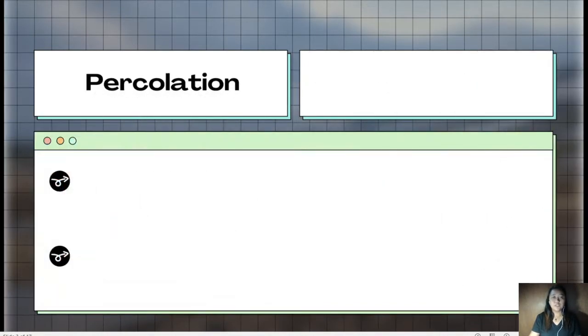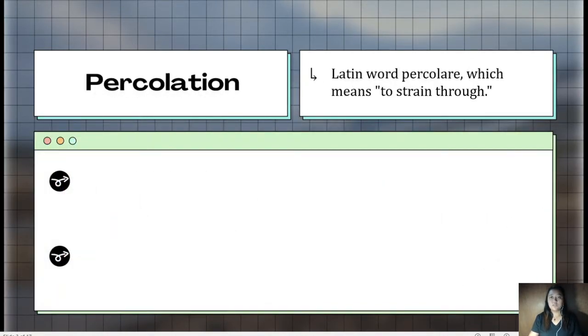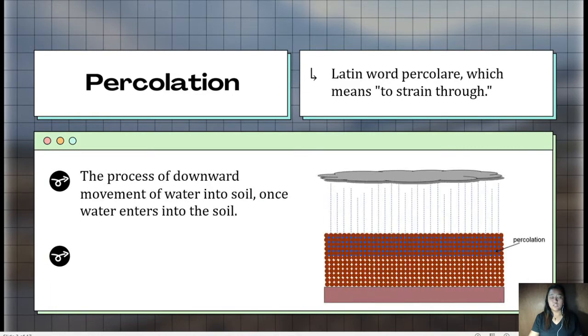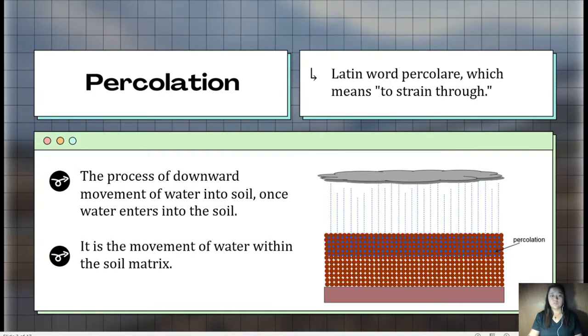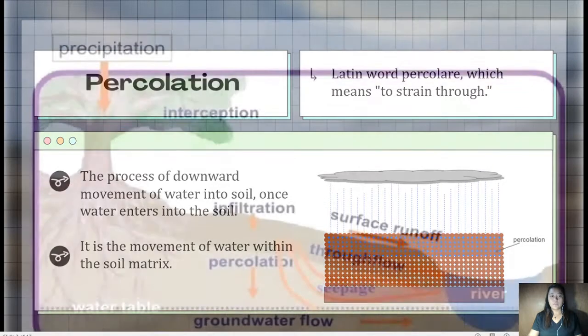As for percolation, the word comes from the Latin word percolare, which means to strain through. Percolation happens when liquid is strained through a filter, like when someone makes coffee. It is also the process of downward movement of water into the soil once water enters the soil. It is also the movement of water within the soil matrix.